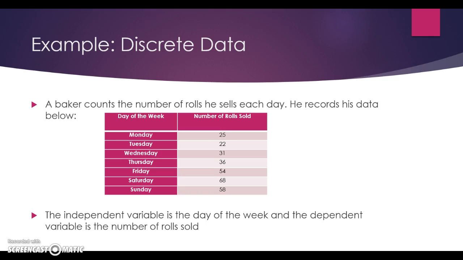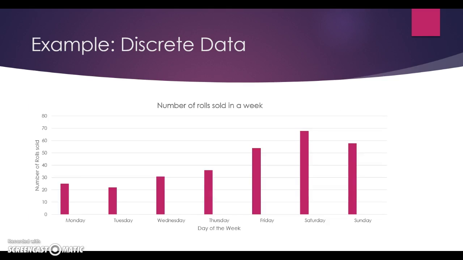A baker counts the number of rolls he sells each day and records his data below. So you've got your information there. The independent variable is the day of the week. That's what's changing, and the dependent variable is the number of rolls sold, and that's what we're counting. So which type of graph is it? Well, you can see here that it is a bar graph.